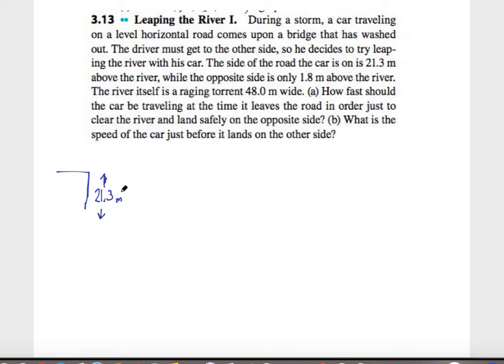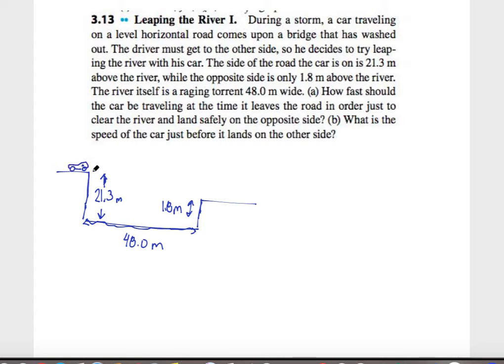So this is not completely to scale, but it'll be fine. The opposite side is only 1.8 meters above the river, so much lower. The river itself is 48 meters wide, so the distance between these two sides is 48 meters. And we need to know how fast the car should be going in order to reach the other side just barely. So here's my car.